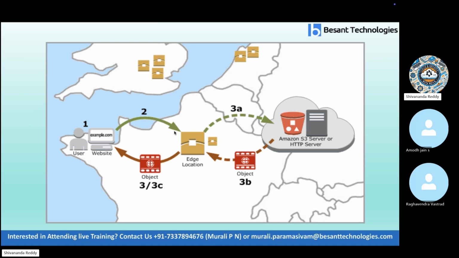If the data is already in the edge location, the website you're looking for, then as in 3c, it will be directly displayed in your browser. If the content is not in this location, it goes as 3a. You can look at the 3a option. This will go to the server, take the data, and cache it in the edge location. Then as 3c, it will be sent back to the browser.